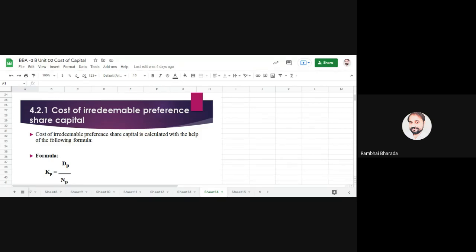This formula is applicable to all the preference shares except the redeemable preference shares. Again I repeat, whatever the preference shares are, whether participative or non-participative, whether cumulative or non-cumulative, whether convertible or non-convertible, or whether irredeemable, for these seven types of preference shares, the single formula is applicable for all the practical questions. Are we clear?